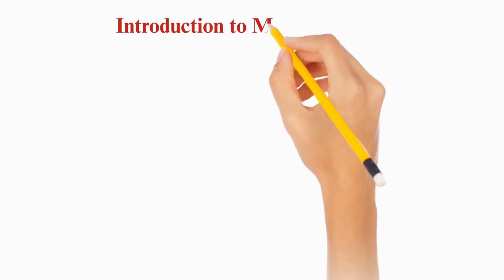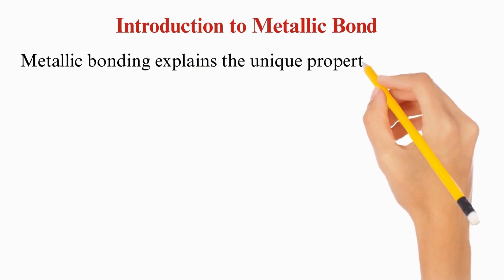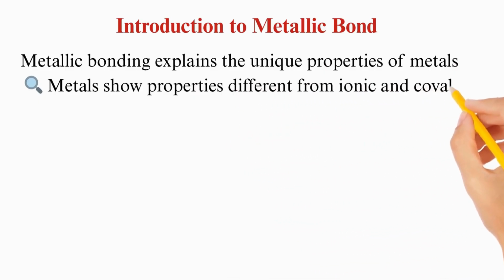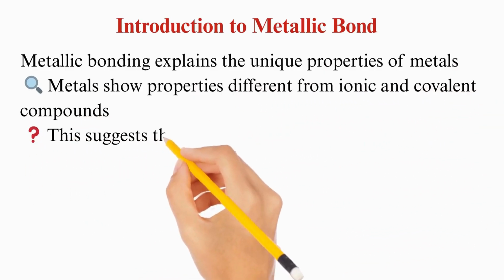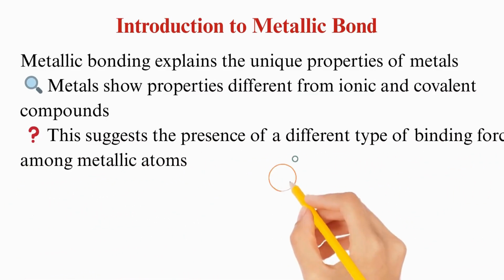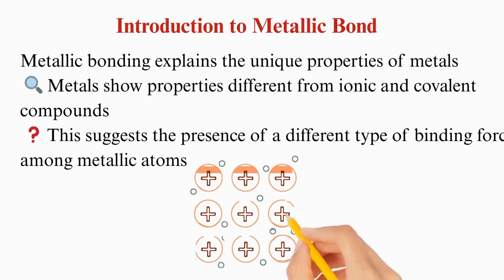Introduction to metallic bond. Metallic bonding explains the unique properties of metals. Metals show properties different from ionic and covalent compounds. This suggests the presence of a different type of binding force among metallic atoms.